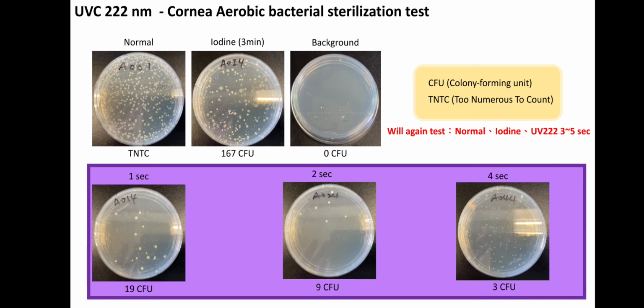After exposure for 1 second we got 19 CFU. At 2 second we got 9 CFU. At 4 second we got 3 CFU. With the sequence, we see it decreasing with the passage of time. So it means that if we use UVC exposure for more time, we can easily get the microorganisms to die on the cornea layer.